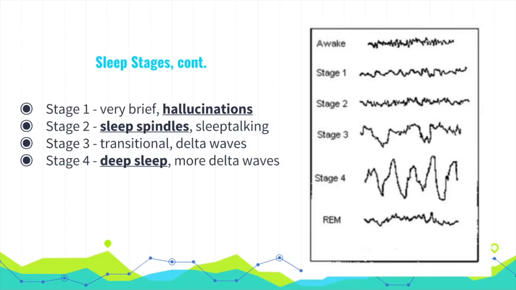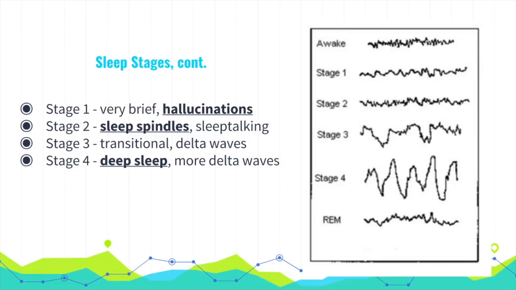Maybe. In stage 3, that's known as a transitional stage, and our brain emits delta waves, which are slow and large brain waves. Stage 4 is deep sleep, and we emit more delta waves. Note that it's hardest to wake someone up during stages 3 and 4.